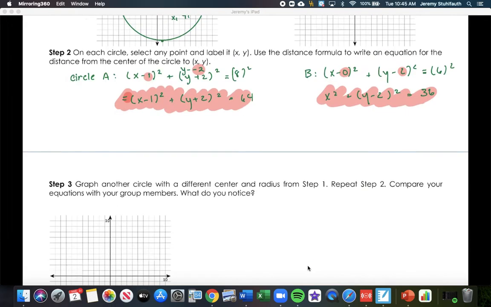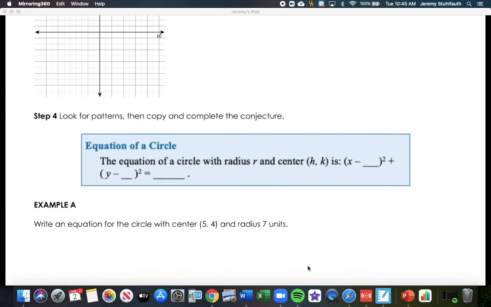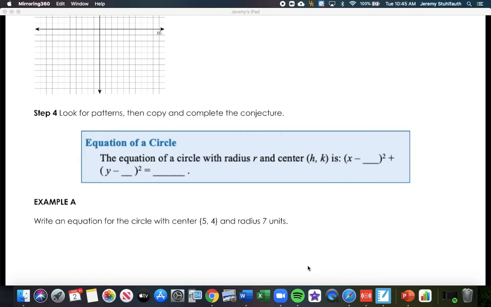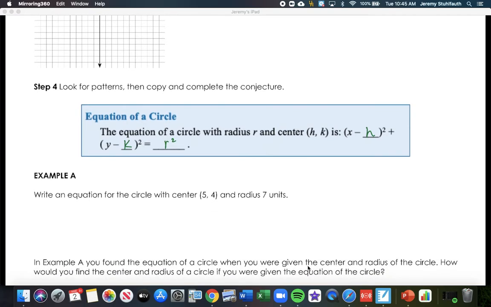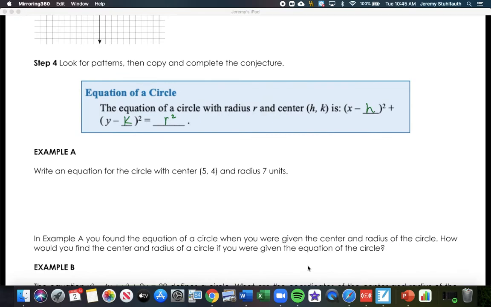And then what you get is an equation where if you have a circle with radius r and the center is h, k, then the equation for the circle is x minus h, which is the x coordinate of the center of your circle, squared, plus y minus k squared, and that's equal to r squared. So the equation for any circle is going to be x minus h squared plus y minus k squared equals r squared, and h and k represent the center of the circle.